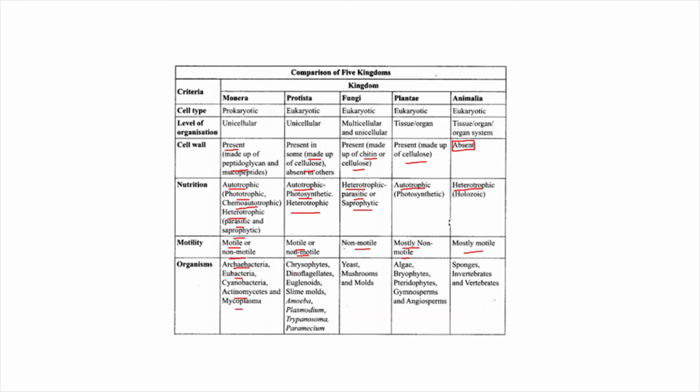In case of Protista, we have chrysophytes, dinoflagellates, euglenoids, slime molds, amoeba, plasmodium, paramecium, etc. In case of fungi, we have yeasts, mushrooms, and molds. In case of plants, we have all the plants starting from algae to bryophytes to pteridophytes, gymnosperms, and then up to angiosperms. And in case of Animalia, it starts from sponges, then invertebrates, and then vertebrates.